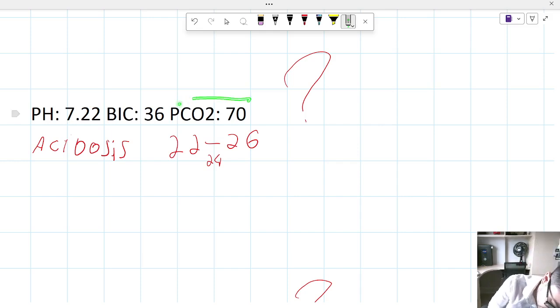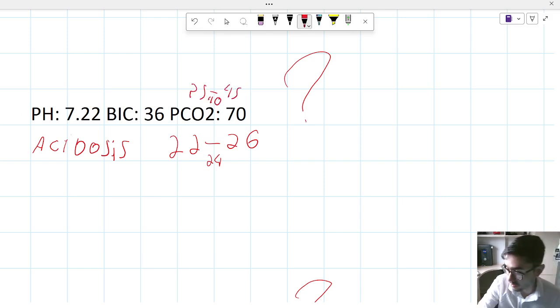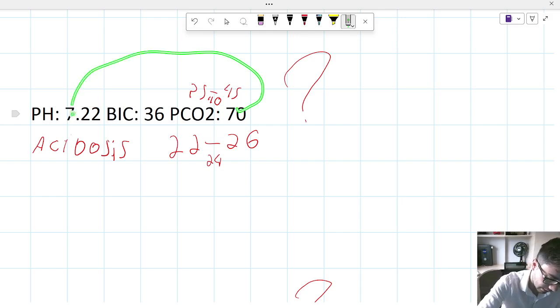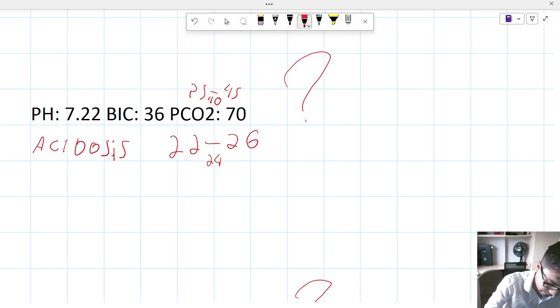But look at this value of the PCO2, guys. It's 70. It's way above 45, which is the maximum. Let's remember that it's 35 to 45, with a middle point of 40 in the normal values. So this PCO2 is causing the acidosis. So this is a respiratory acidosis, the main disturbance here.